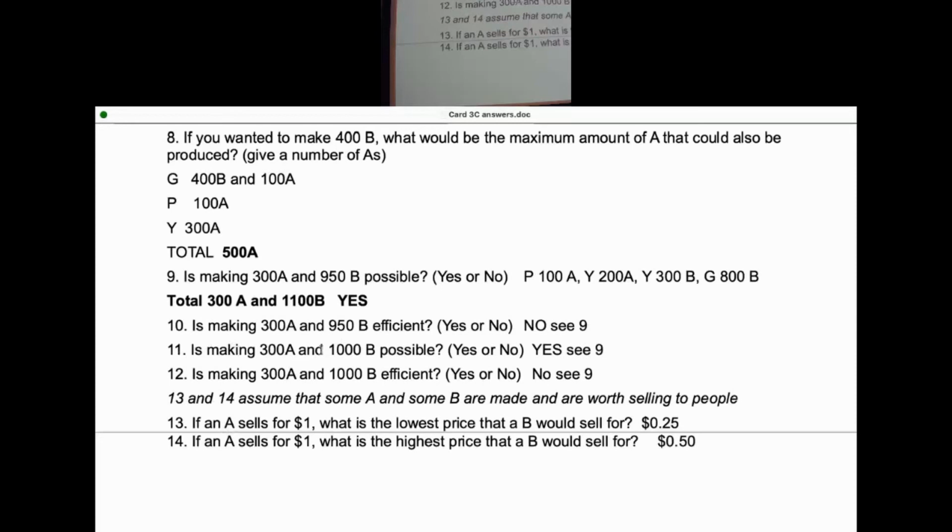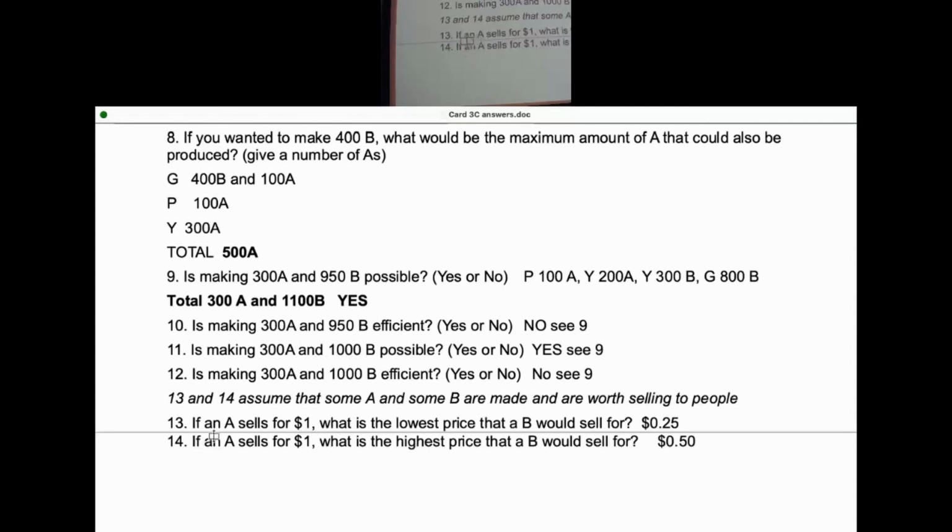A similar question: is making 300A and 1,000B possible? That's also possible, because you could have gotten 1,100, so certainly making only 1,000 would have been okay. But it would not be efficient because, again, you're not getting all that you could get. If you could get 1,100, you're only getting 1,000.